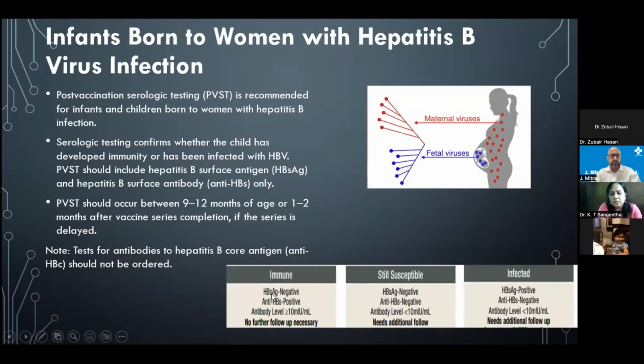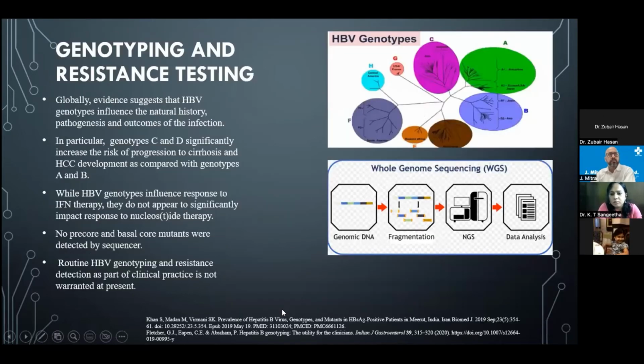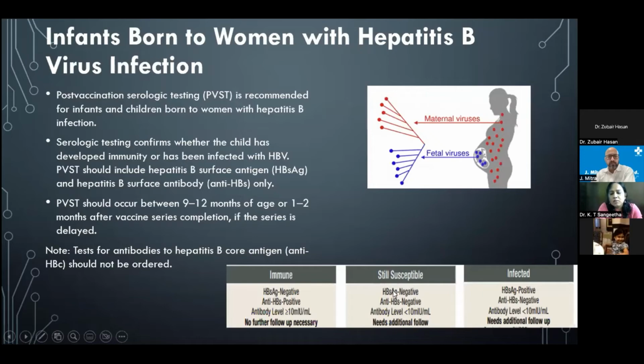If the hepatitis B surface antigen is negative and anti-HBs is positive, that is the antibody level is more than 10, it means the child is immune and no further workup is necessary. Now, suppose HBs antigen is negative and anti-HBs is negative, and even after your whole vaccination series the antibody level is less than 10 milli international unit, then the child is still susceptible. If HBsAg is positive, anti-HBs is negative with antibody level less than 10, it means that the child or infant is infected.